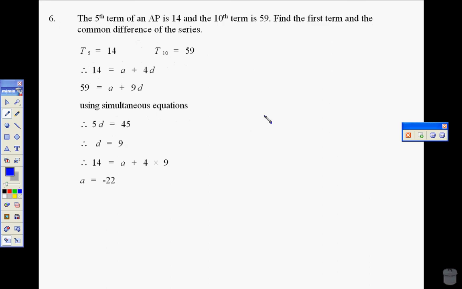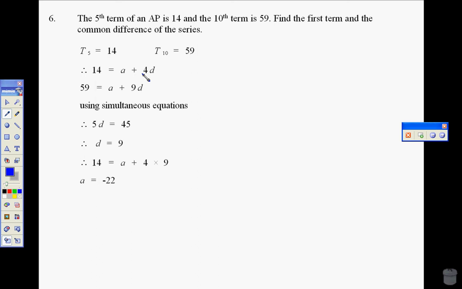In question 6, again, we're told the fifth term of an AP is 14, the 10th term is 59. So find the first term and then the common difference of the series. If we set this up, we know that t5 is equal to 14, t10 is equal to 59. We don't know what a is, but a is the same in both. T5 is 14, so that means a plus n minus 1, and if n is 5, that gives us 4 from the 5 minus 1, times d. That gives us an equation, but it's got two unknowns. We can't solve that yet.